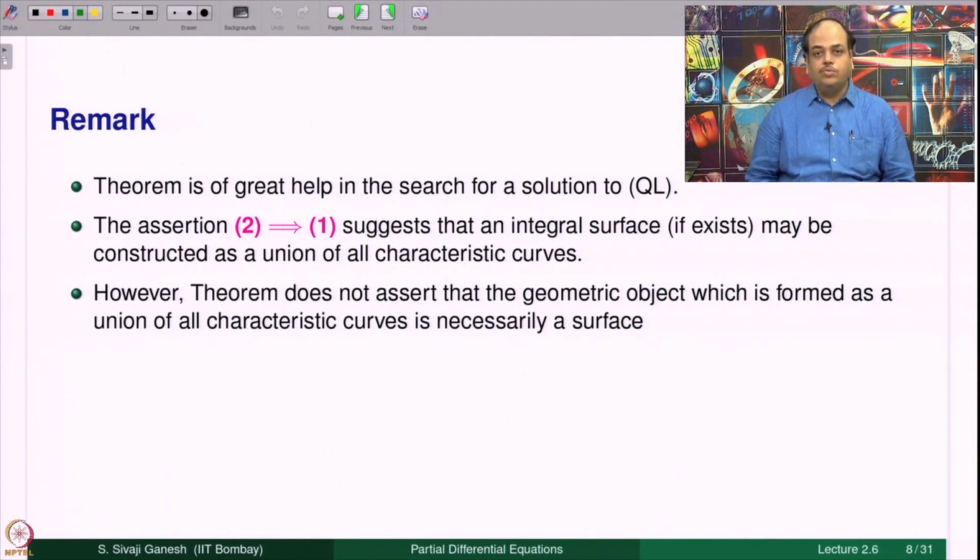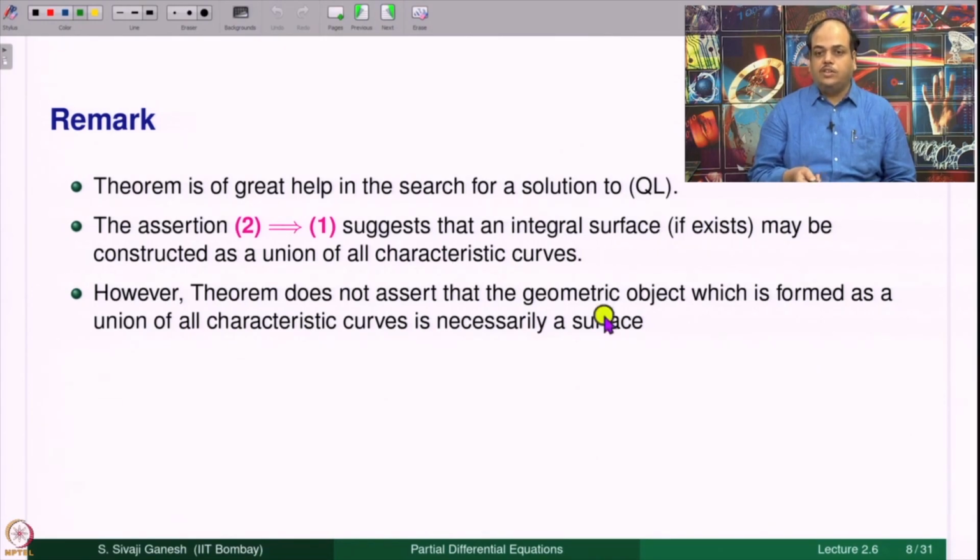The theorem says you give me a function u and look at the graph of u. Now, it is a comment about the graph of u. The graph of u is a surface, denoted by S. S is an integral surface if and only if it is a union of characteristic curves. That u has to be there from the beginning. So, therefore, 2 implies 1 suggests that an integral surface may be constructed.